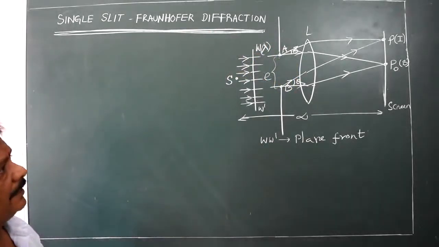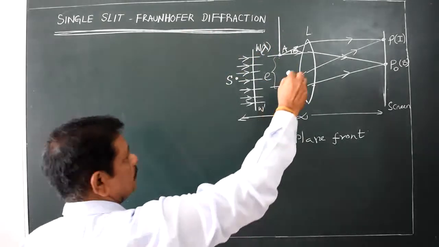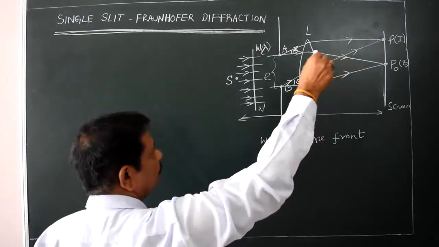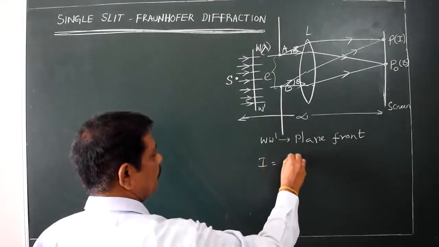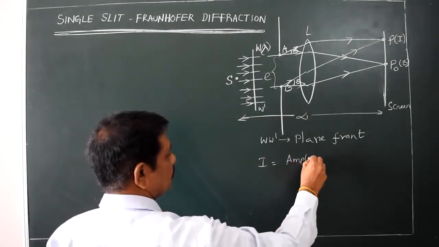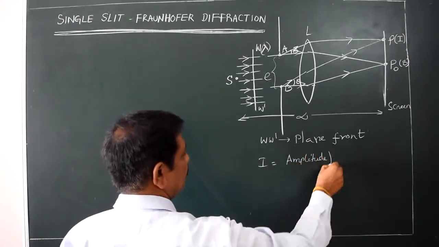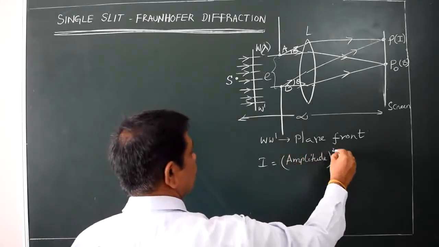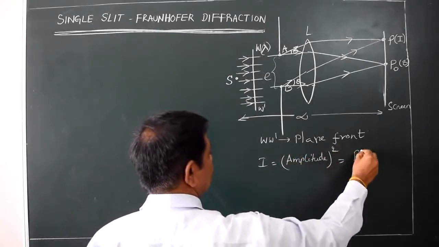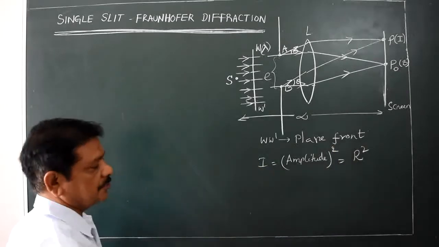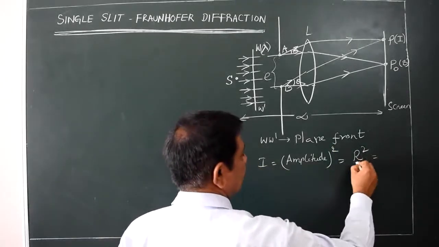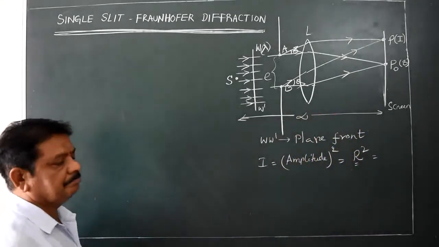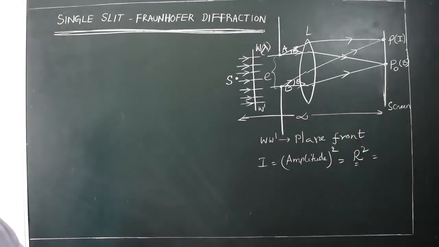Now, to calculate the intensity at the point, we need the resultant amplitude. Intensity can be given by the square of the amplitude. If the amplitude is R, then R square is the intensity. Now we need the resultant amplitude, which is calculated here.